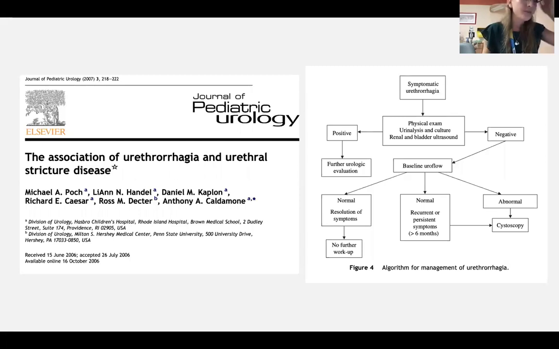Given the high rate of spontaneous resolution, they still propose a conservative approach to the diagnosis of urethral regia, right? Because more than 90% of them will resolve on their own without complications. So they suggest a management algorithm in which only boys that have persistent or recurrent symptoms or an abnormal uroflow finding should be candidates for cystoscopy.